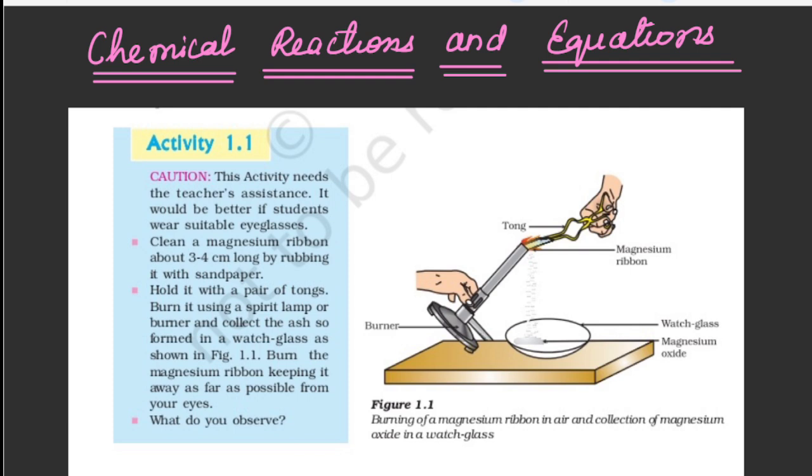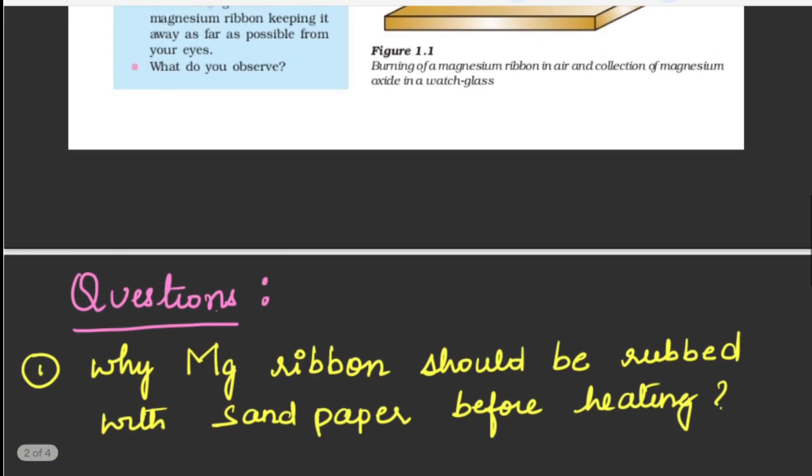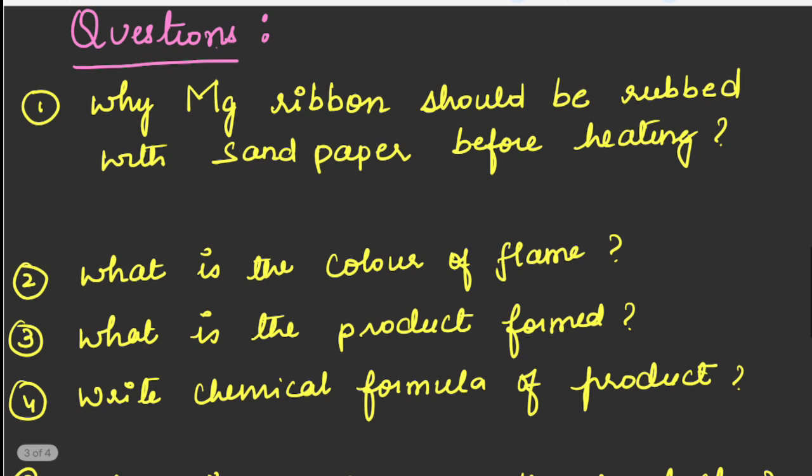Now, what are the types of questions which can arise from this activity? Let us see them one by one. The first question is, why should the magnesium ribbon be rubbed with sandpaper before heating? Because I already told you that a layer of magnesium oxide will be there. So you have to remove this. To remove the magnesium oxide layer, we are rubbing the magnesium ribbon. So this is the answer.